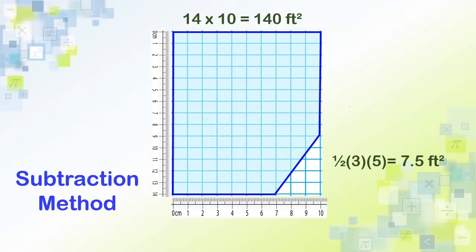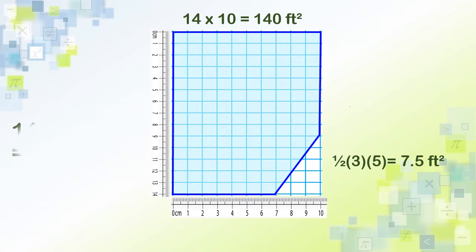So now we simply have to subtract the unwanted region from our total area of the rectangle that we obtained earlier, and we end up with 132.5 square feet. And this is how we use the subtraction method.